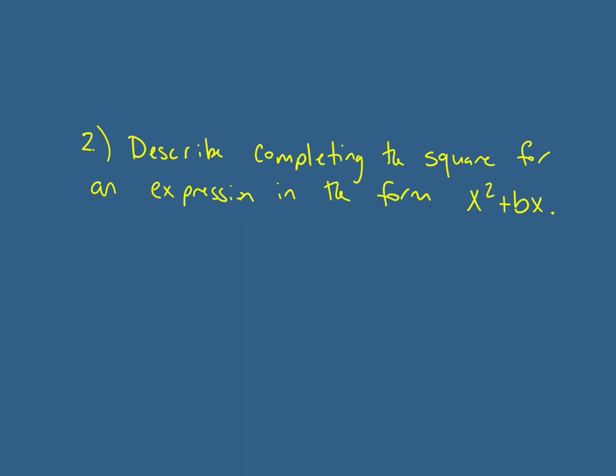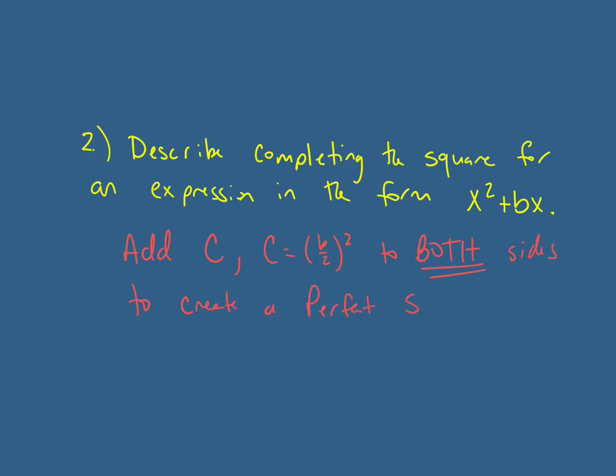2, describe completing the square for an expression in the form x squared plus bx. Well, if you go back to your notes under step 2 on completing the square, it's when we add c, remember, which is equal to (b over 2) squared, to both sides. Most common mistake, like I said, most people mess that up. They forget to add it to both sides, to create a perfect square trinomial. That's it for 2.